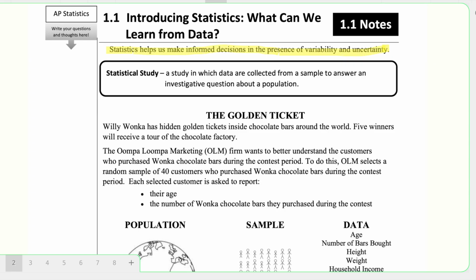All right, I'm going to go ahead and let you take some time. You can go ahead and pause. I want you to read the golden ticket.